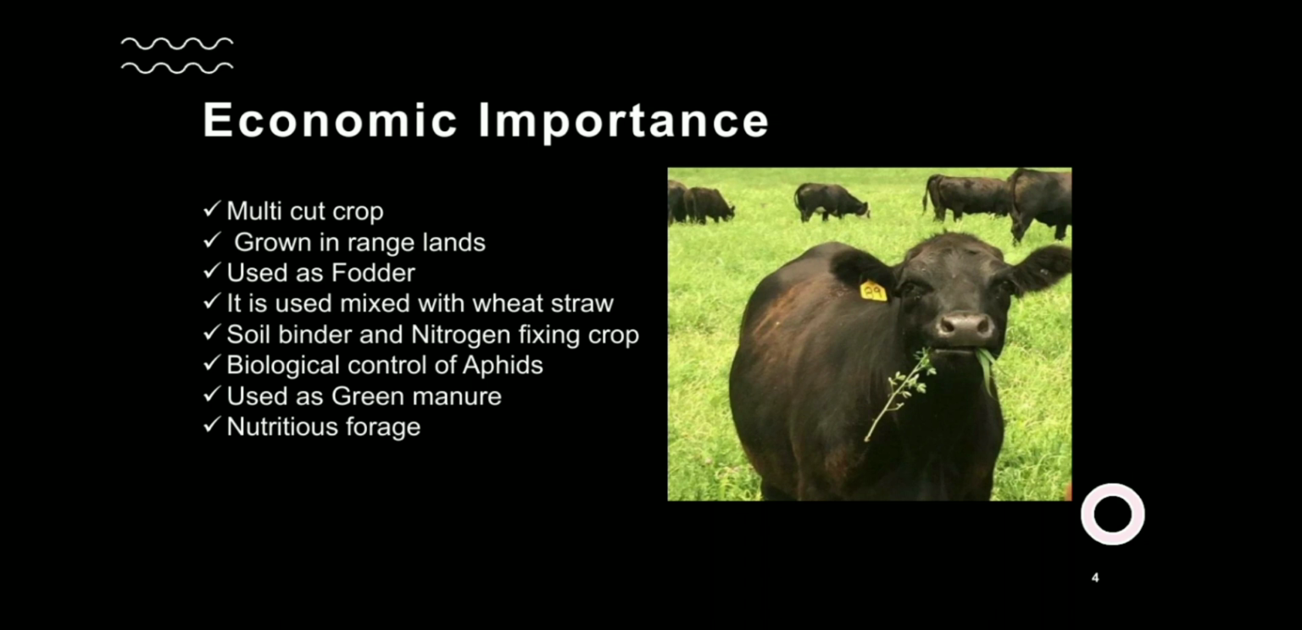It is a soil binder and a nitrogen fixing crop. It improves the soil fertility. It has a symbiotic relationship with the nitrogen fixing bacteria. It attracts aphidophagous insects that play an important role in reducing aphid outbreaks in vegetable crops, which is known as biological control of aphids. It is also used as a green manure. It is mostly used in Asian countries. It is a nutritious forage rich in protein and minerals. It contains 14 to 27% crude protein and 14% minerals.